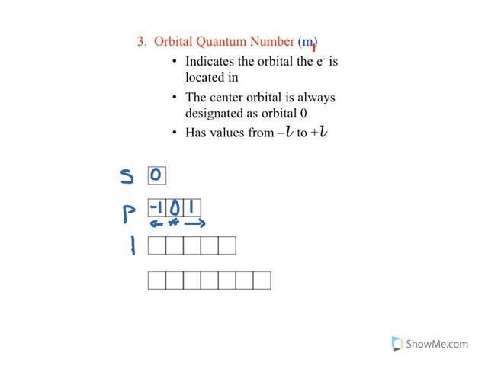For a D sublevel, again the 0 will be in the middle. We have negative 1, negative 2, positive 1, positive 2. And then for an F sublevel, these are the positions that you would have. So again, 0 is the center, and then you move outward like you would on a number line. And what this quantum number tells us is what position the electron that you're interested in is holding within your orbital diagram.